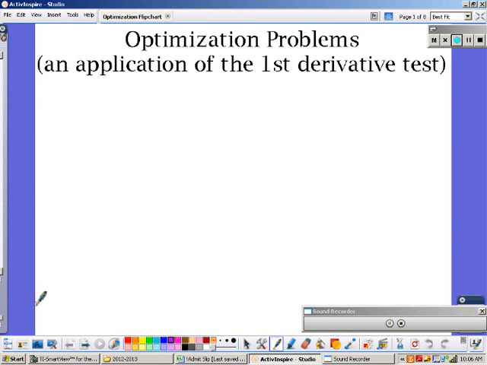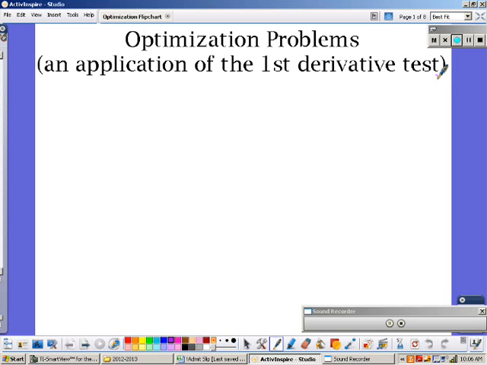Okay folks, we're going to start looking at optimization problems. Optimization problems are a type of calculus word problems that are applications of our first derivative test. And so we're going to be looking at how do we analyze the word problems, and then we're going to be using our skills that we've developed with the first derivative test.